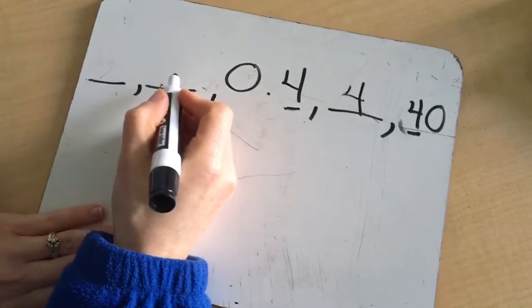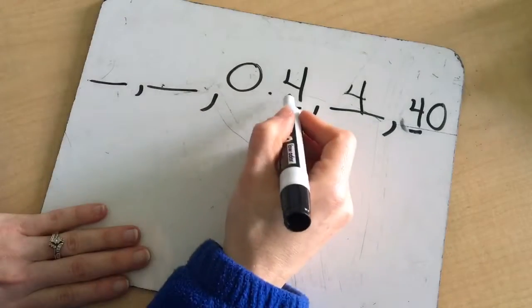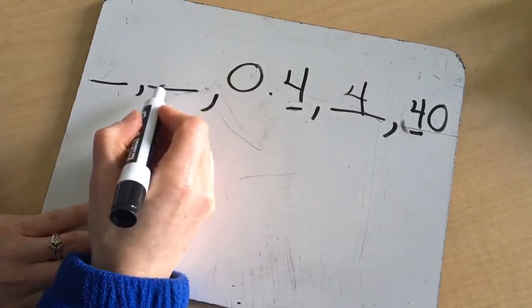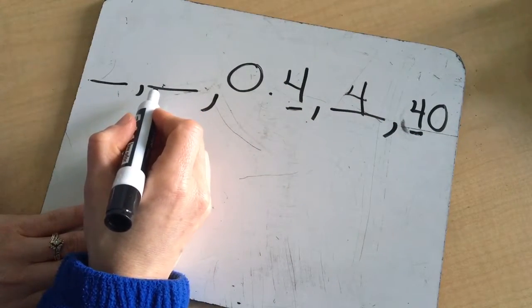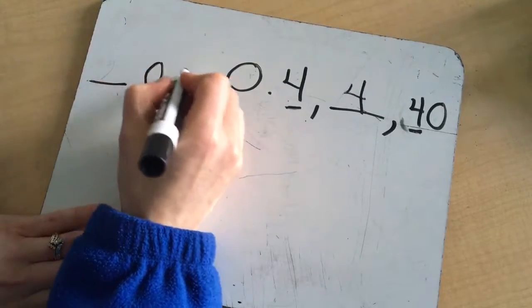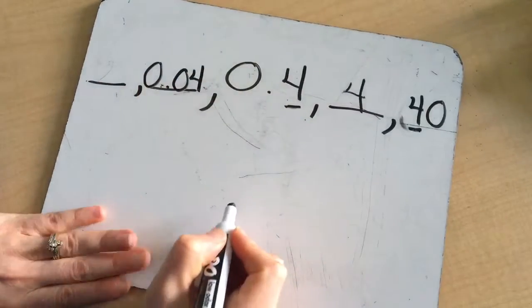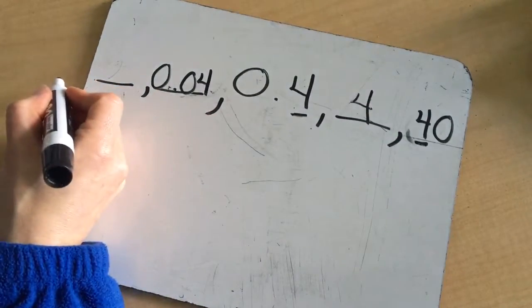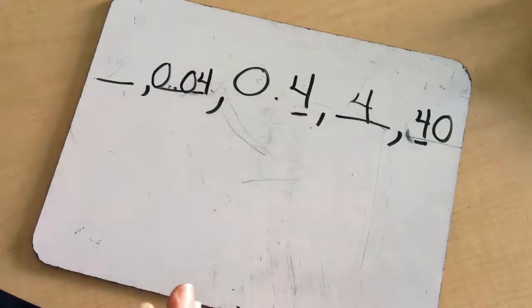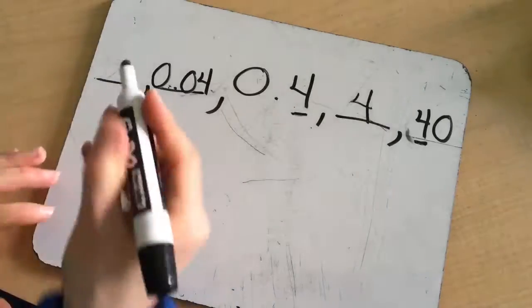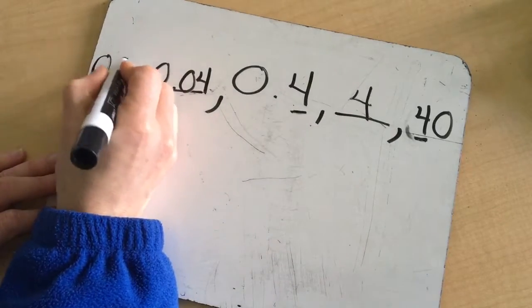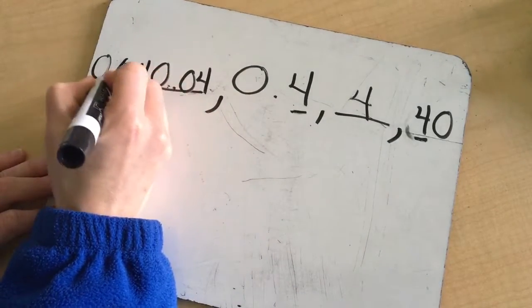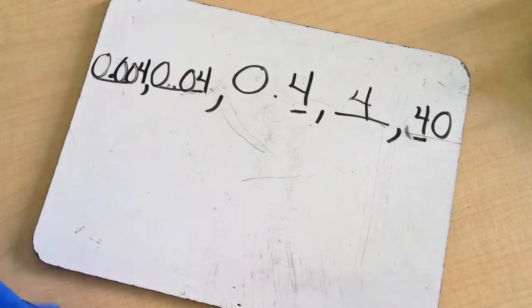And on the other side, obviously it moved, it's getting bigger, so this is going to be smaller. So think about what this would be. Hopefully you got 0.04. And then of course the last one, again, we're still getting smaller, and we know that the further you go past the decimal, the smaller it is. So this is 0.004, 4 thousandths.